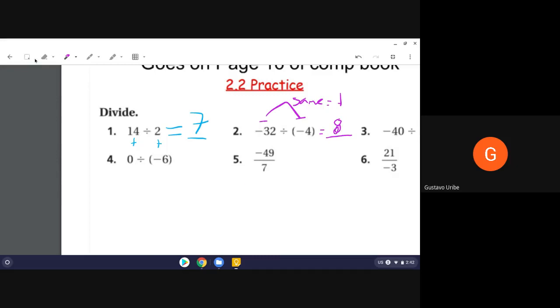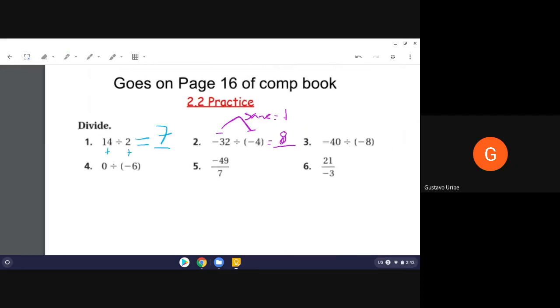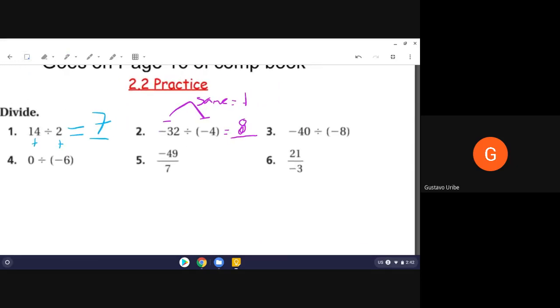All right. Let's look at the next one. Negative. Again, these are the same. So your answer is positive. And 40 divided by 8 gives me what? Or 8 multiplied by some number gives you 40. Well, that answer is 5.